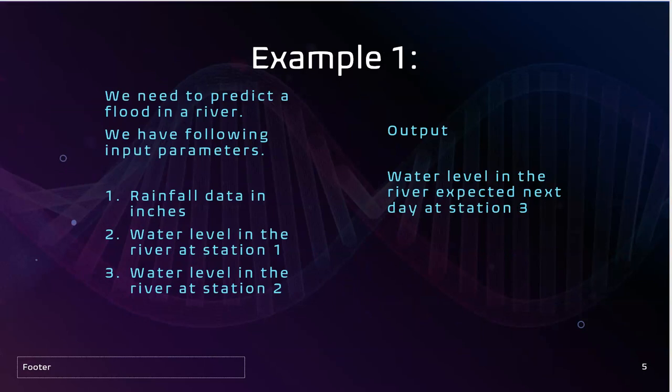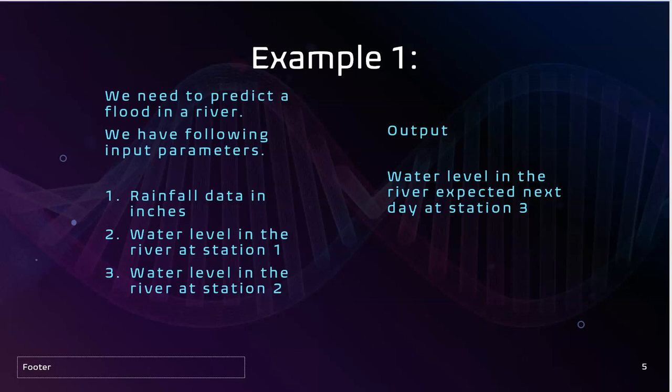We are trying to predict flood levels in a river. When a river is flooding, the water level has gone up. That's why it's flooding. When the water level goes up above the banks, then it would flood. So water level is a very important parameter. And the other one is rainfall data.